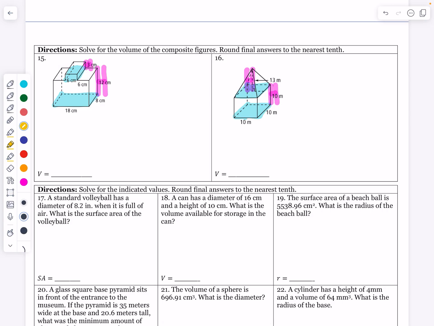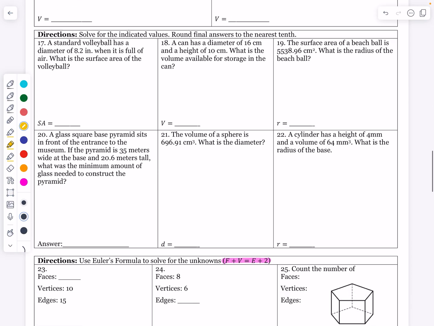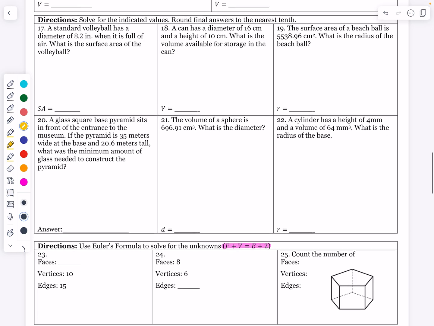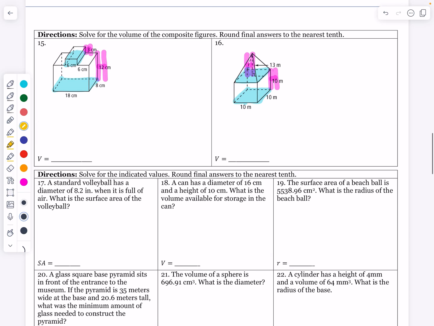Okay, everyone, and welcome to our third page. This is going to be number 15, maybe through 22, maybe through 25. We'll just see how this goes. But it says solve for the volume of the composite figures.